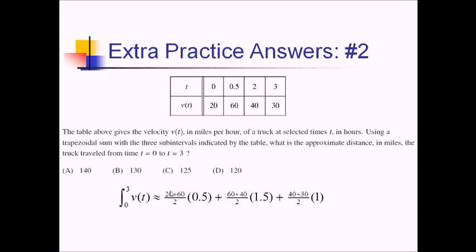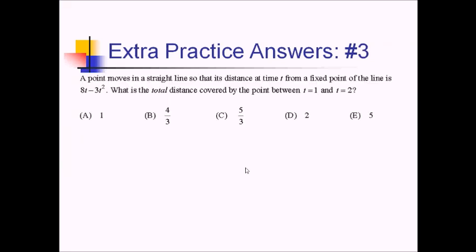So let's see here. We've got 80 over 2 is 40, and half of that is 20. Next up, this is going to be 50 times 1.5, which is 75. And finally, this is just 70 over 2, which is 35. So we've got 95 plus another 35 comes out to 130 miles, which gives us choice B.